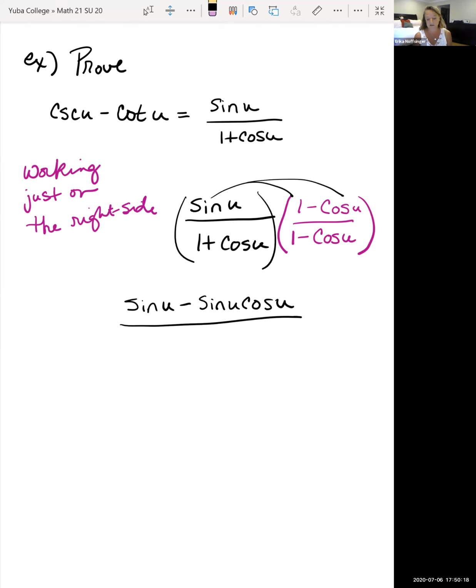This is a difference of squares. So basically, this is in the form of a squared minus b squared is a plus b times a minus b. So if we just square the first term, we get 1 minus squaring the second term. So cosine u times cosine u is cosine squared u. I should not have distributed, I don't think.